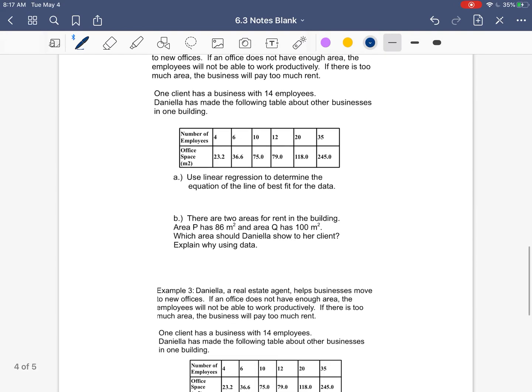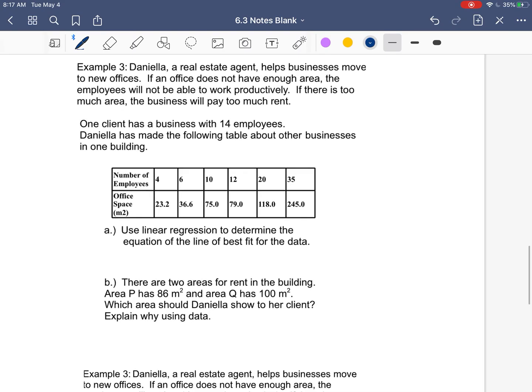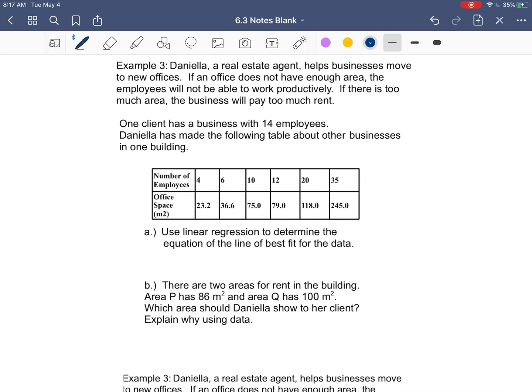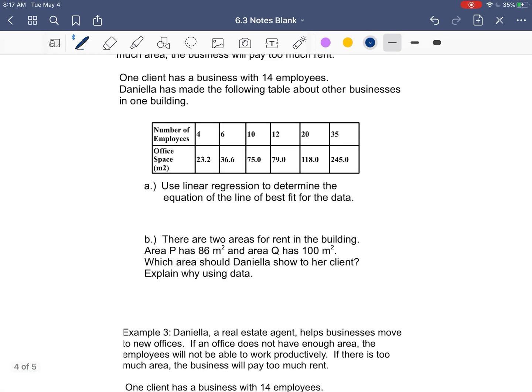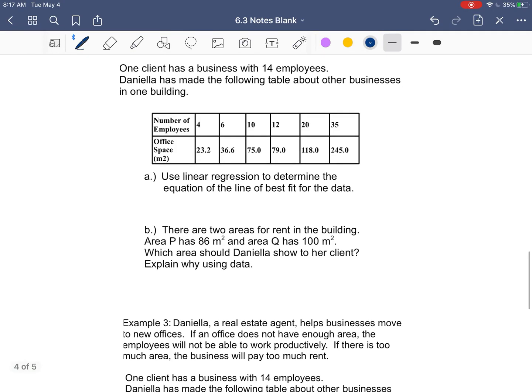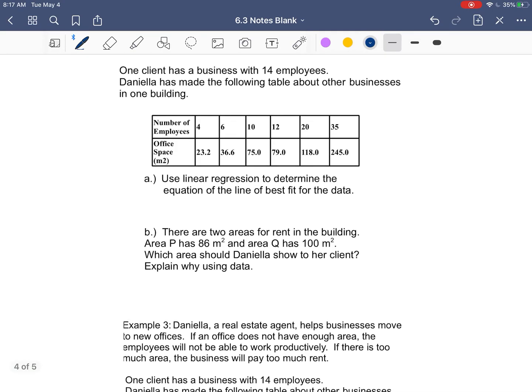Okay. Let's do this one. Daniela is a real estate agent. She helps businesses move to new offices. If an office does not have enough area, the employees will not be able to work productively. If there's too much area, the business will pay too much rent. One client has a business with 14 employees. Daniela used the following table about other businesses in one building.